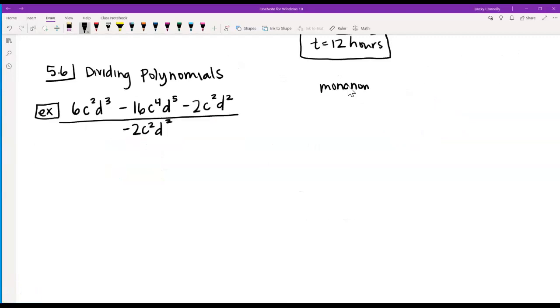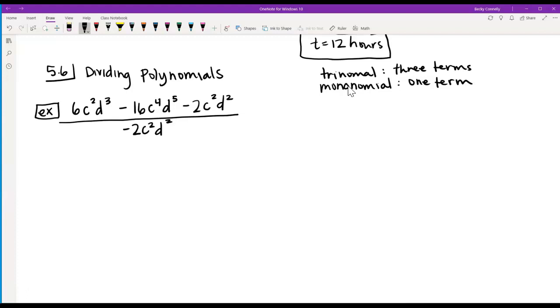A monomial means that it has one term. So there's one term on the bottom, and there's a trinomial on the top, and that one has 3 terms. So we're taking a trinomial and dividing it by a monomial.